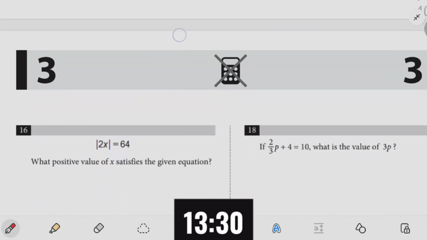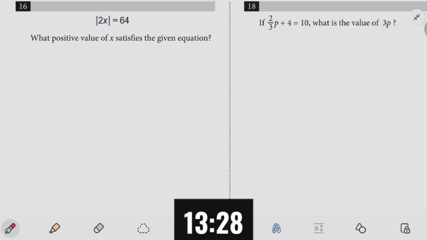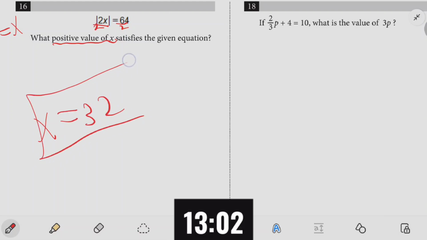Oh, I forgot how few questions there are here. What is the positive value of x that satisfies the given equation? Well, it can be negative, so let's do positive. Just divide both sides by 2. You get x is equal to 32, right? Because 32 times 2 is 64, and absolute value is just redundant here, so x equals 32.